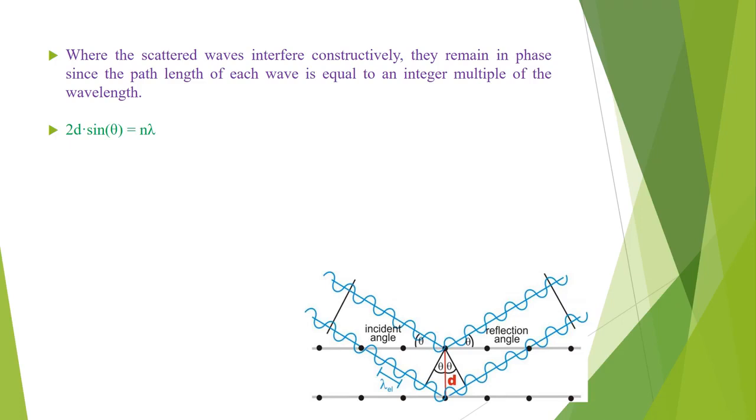So 2d sine theta will be equal to n lambda, that is, the distance traveled by the second wave may be greater than one wavelength or it may be greater than 2, 3, 4 or any integral value, which depends on the spacing of the planes of the atoms present in the crystal.